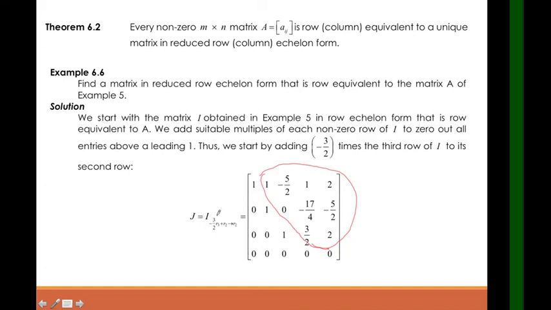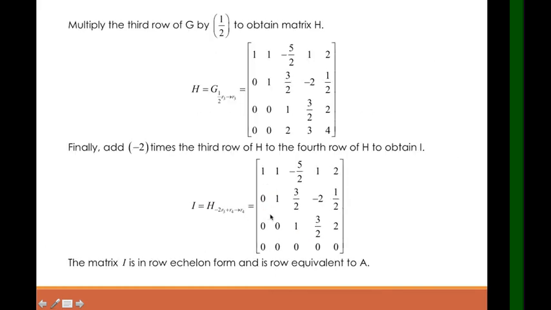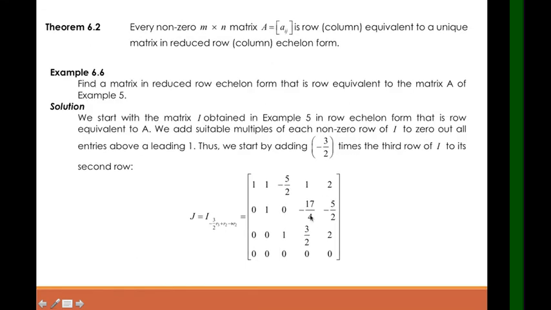So, for the first one, we have negative 3 over 2 row 3 plus row 2. This is the original, the letter I that is mentioned. You multiply row 3 by negative 3 over 2, then add it to row 2. So, negative 3 over 2 plus 3 over 2 is 0. Negative 3 over 2 times 3 over 2 is 9 over 4 plus negative 2. That's why we got negative 17 over 4.